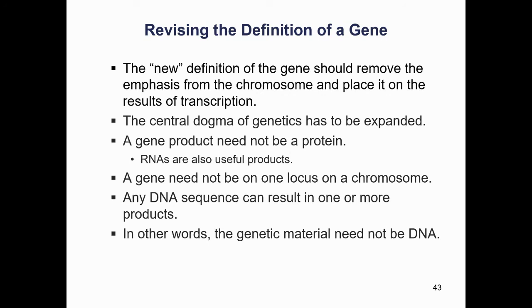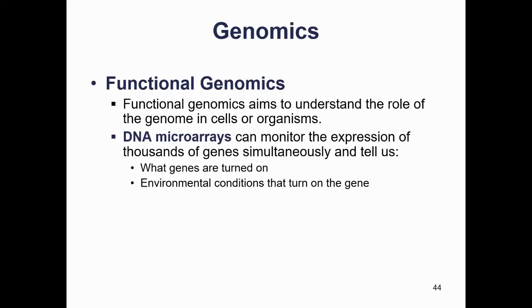Gene doesn't need to be on a single locus on a chromosome, as transposons show. And any DNA sequence can result in one or more products, depending on how it's transcribed, when it's transcribed, and also on methylation. So epigenetics is a new area where our DNA remains the same, but some external source comes and latches on, usually a methyl group latches on to that gene, and it alters what's expressed. So genetic material doesn't necessarily have to be our DNA or the DNA in terms of genes that we think of.